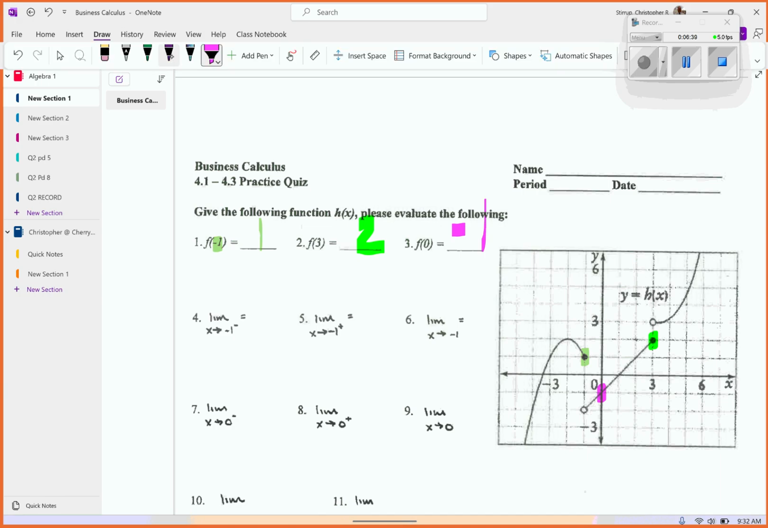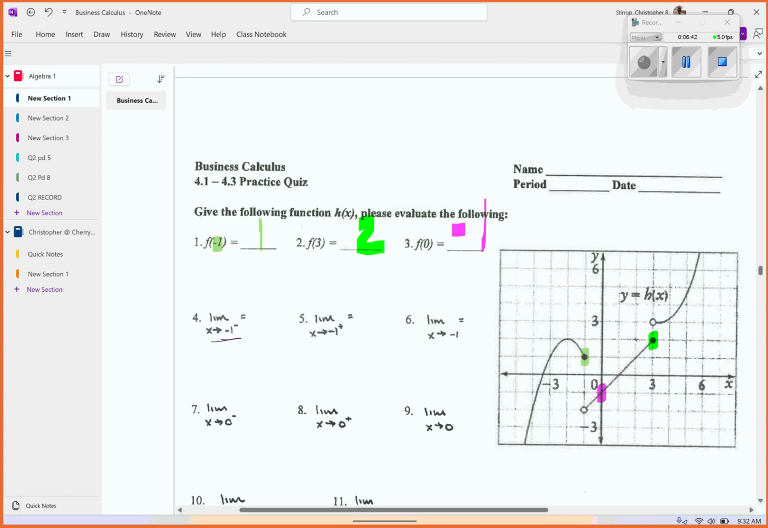All right, what else do we got? So if we take a look at this one, we want the limit as it goes to -1 from the negative. So I'm going to come from this side until I get to -1. Being the graph exists as I come up and then come back down, the limit coming from the left is at +1. If I come from the positive side, the limit comes down this graph and it gets to -2. So the two limits exist for 4 and 5 because they're directional.